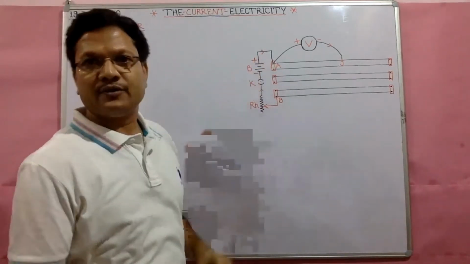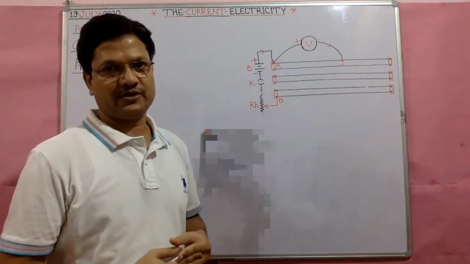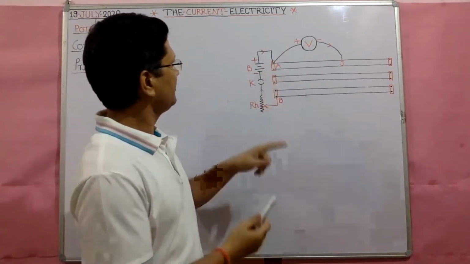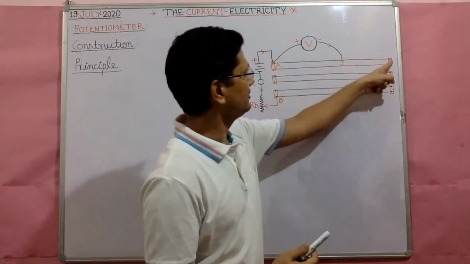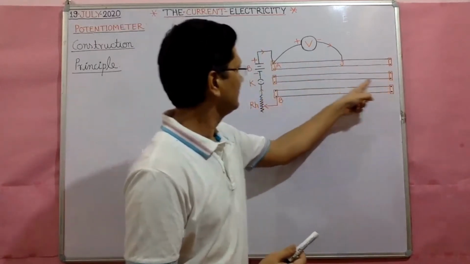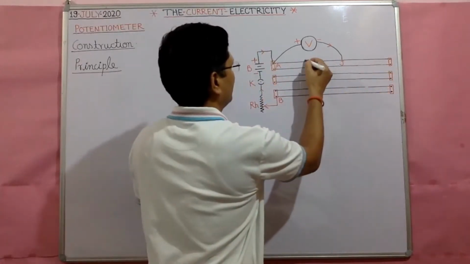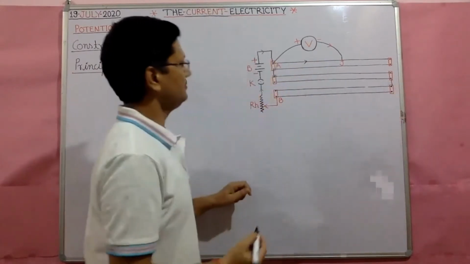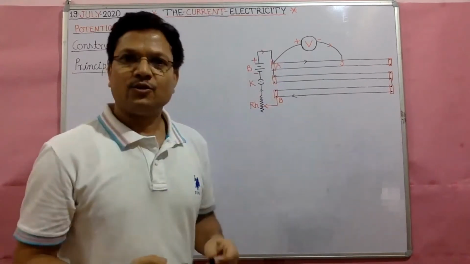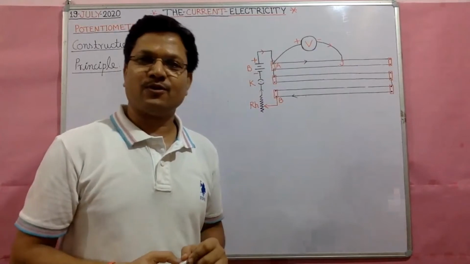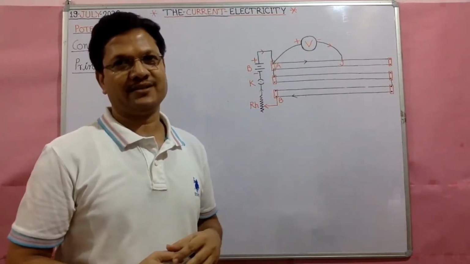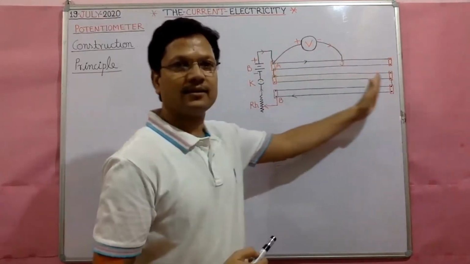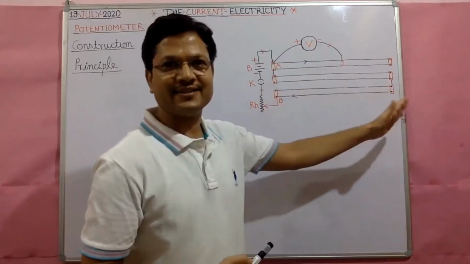The end A of the wire is at high potential, end B is at low potential. So current flows through this direction, like this. This is the direction of current. You always know that current always flows from high potential to low potential. This is at high potential. So as we move along the length of the wire, potential decreases gradually.